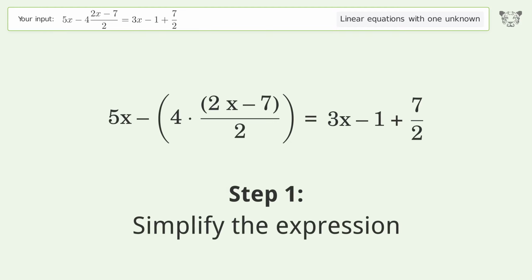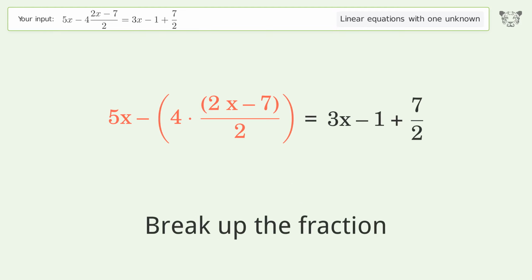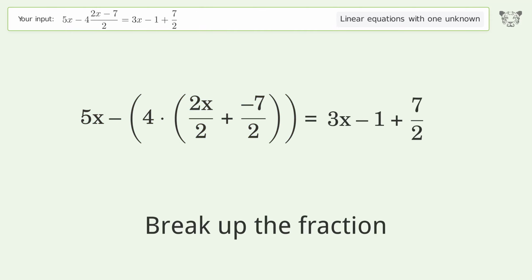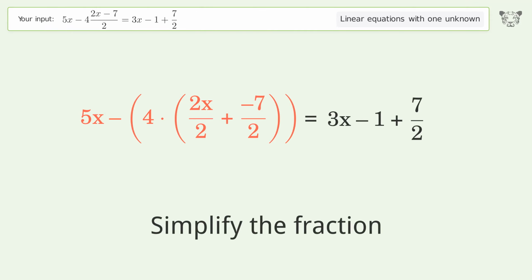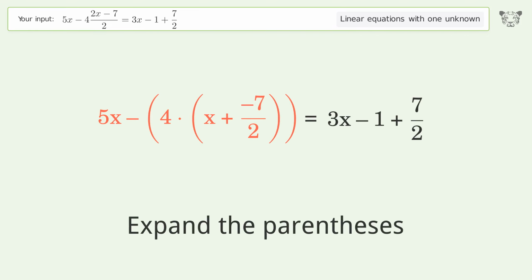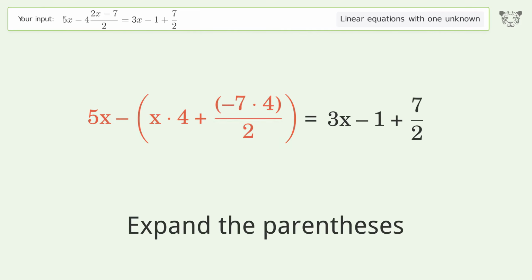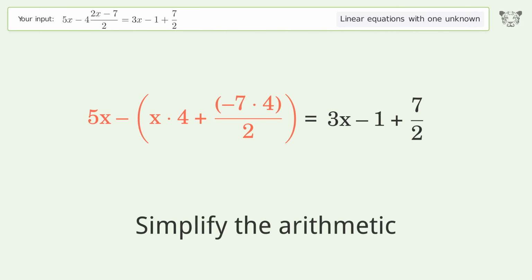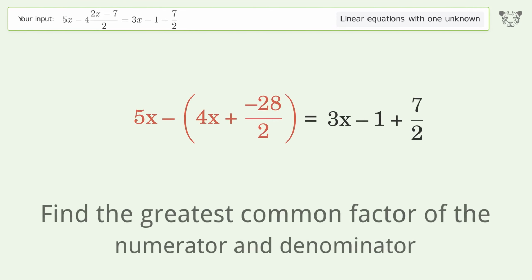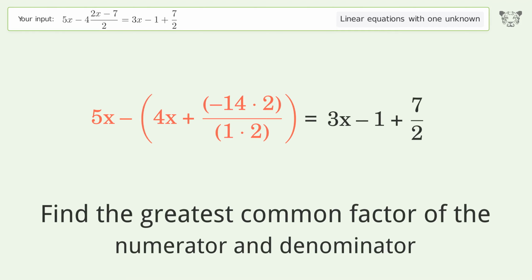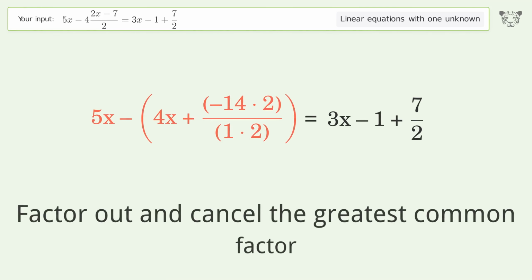Simplify the expression. Break up the fraction. Simplify the fraction. Expand the parentheses. Simplify the arithmetic. Find the greatest common factor of the numerator and denominator. Factor out and cancel the greatest common factor.